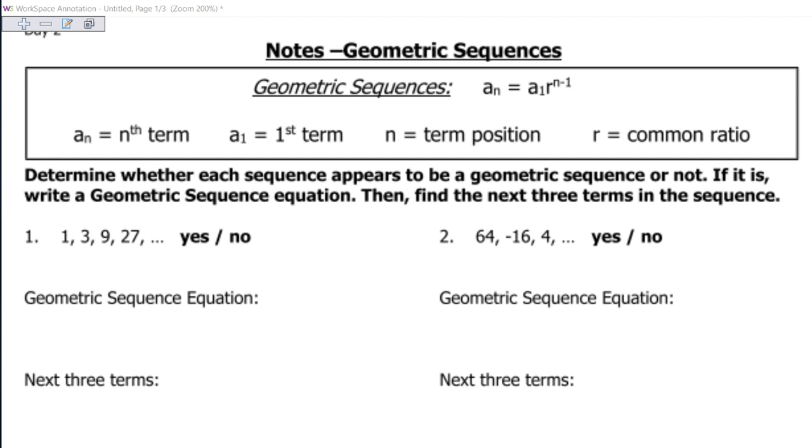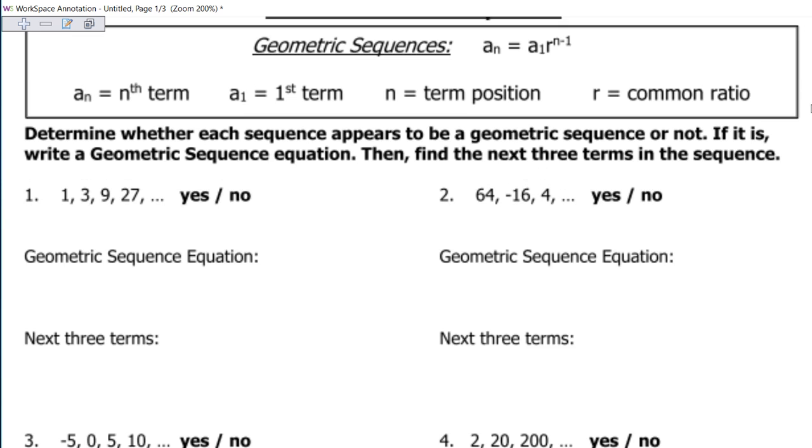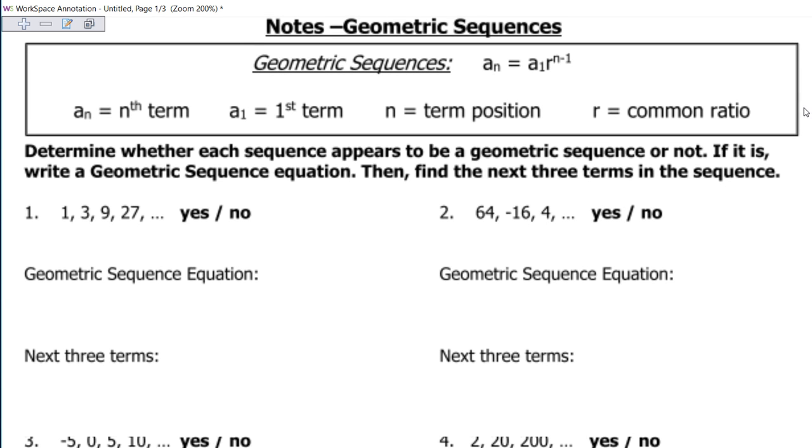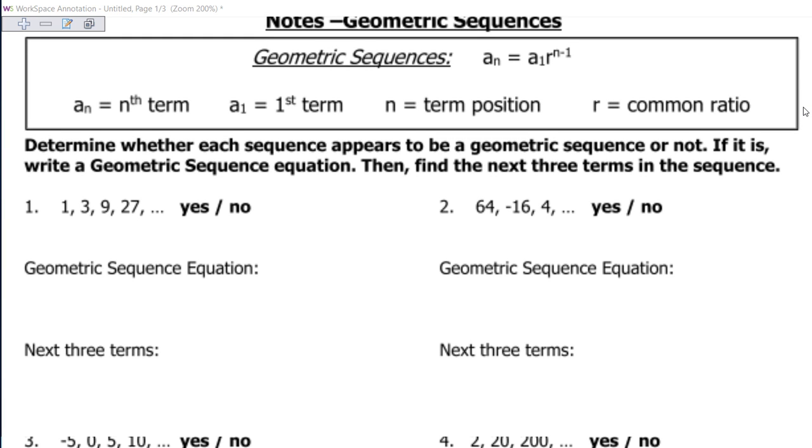Alright, next up we've got the geometric sequence. The geometric sequence is pretty much the same thing as an arithmetic sequence. Only difference is that instead of using addition, we're going to use multiplication this time. Okay? And we're either going to be multiplying by an integer or by a fraction. Okay? And it's pretty easy.